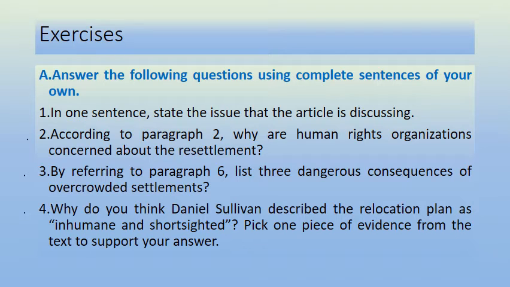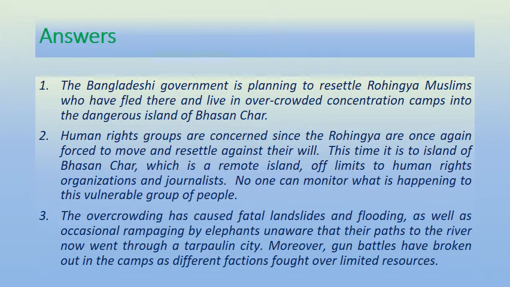Why do you think Daniel Sullivan described the relocation plan as inhumane and short-sighted? Pick one piece of evidence from the text to support your answer. Well, we know that it's inhumane because none of the monitoring groups, the UN, the human rights groups, or journalists have access to this remote island. So we don't know what's really happening to those people there. What is happening to them is that they are being relocated mostly against their will. So these are the answers. Of course, when you study for the quiz, you can take a look at the PowerPoint and read them at your own time.